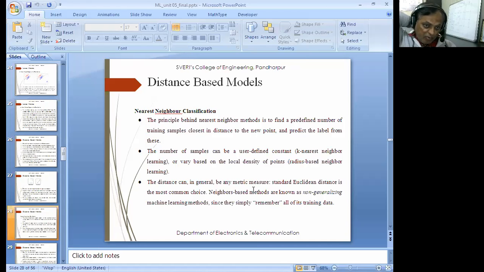Like one, the number of samples which can be used based on a user defined constant, which we call the value of k, k nearest neighbor, and it may vary depending upon the density of the points. Then that method we call radius based neighbor, RBN learning, and the other is KNN learning. The distance can in general be any metric measure; standard Euclidean distance is the most common choice.